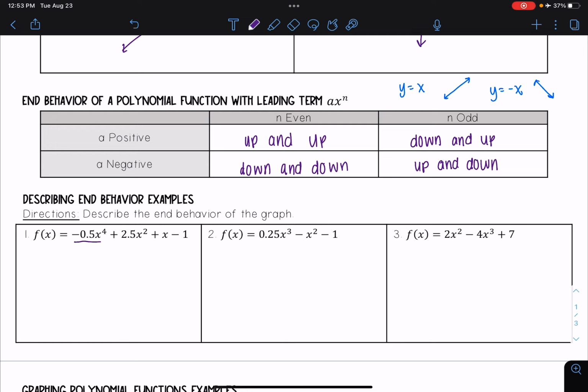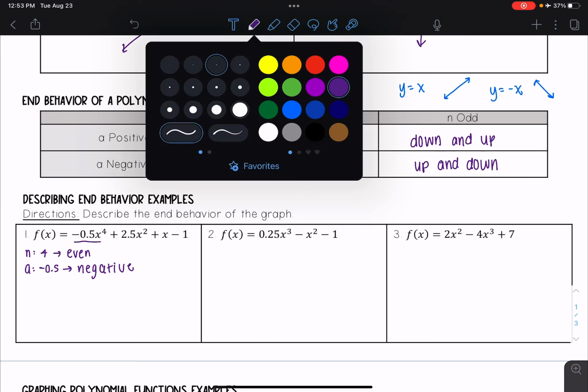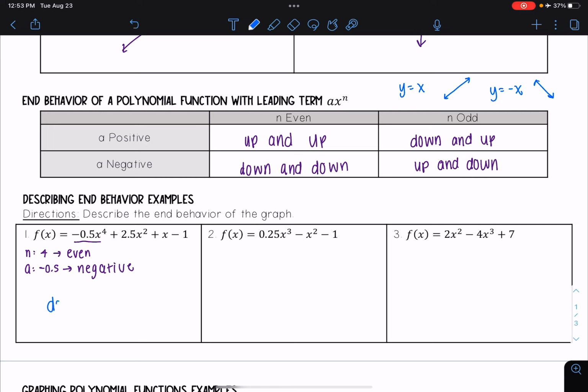Well, my n is equal to 4, so that means it's even. And my a is negative 0.5, so that means it's negative. Remember, n stands for your degree. Your a is that number in front of your x to the fourth. So looking at my table, I see when n is even and a is negative, the end behavior here is down and down.